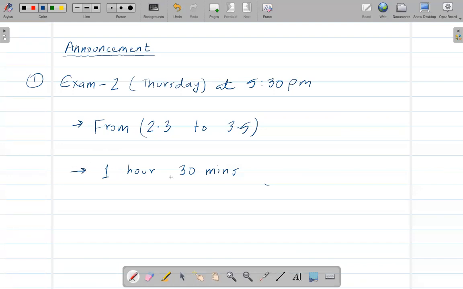This time you will be getting 1 hour 30 minutes total. So that means you have to submit your work by 7 p.m. Okay, yeah, 1 hour 30 minutes. Yeah, 7 p.m.